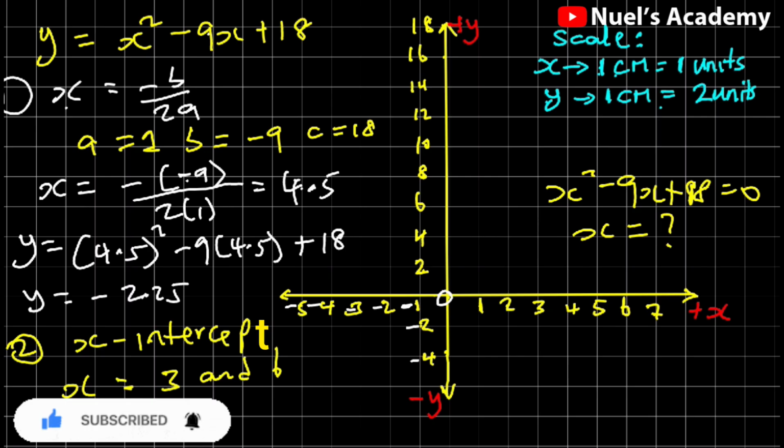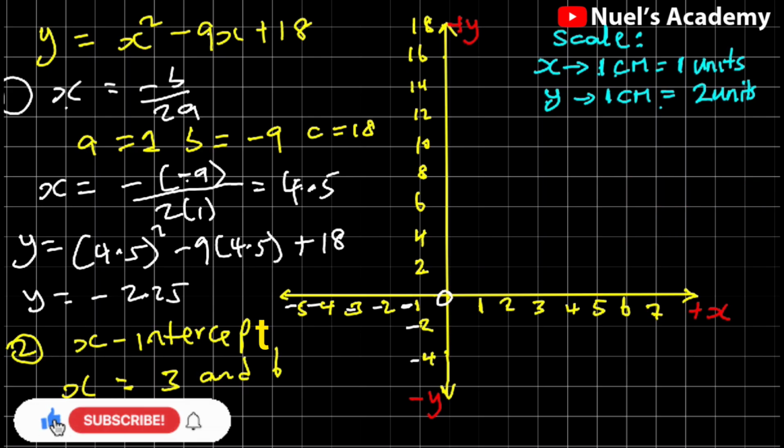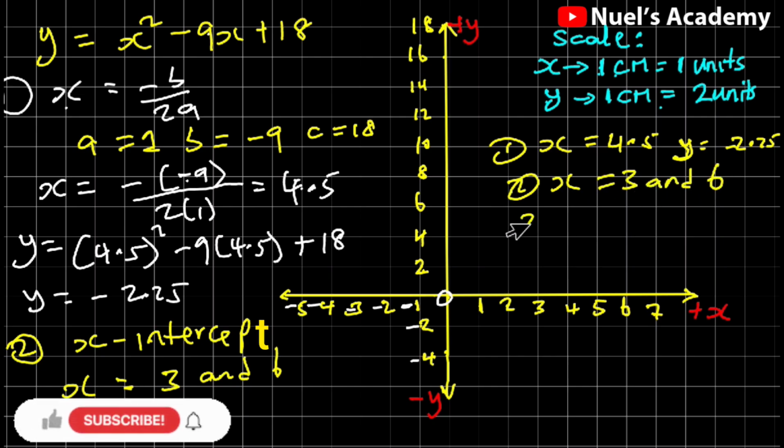Let me just write the answers we are getting at this side of the screen. Initially we have gotten that the x-coordinate of the vertex is equal to 4.5, and the y-coordinate is equal to negative 2.25. So this is the first one. For the second one, we got that the x-intercept is equal to 3 and 6. The third one we're going to find is the y-intercept, which I said can be found by plugging 0 for the x's here.